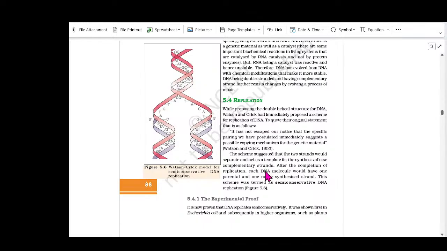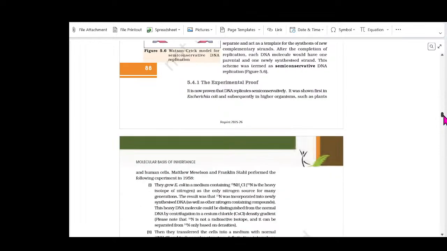After the completion of replication, each DNA molecule would have one parental and one newly synthesized strand. This scheme was termed semi-conservative DNA replication, which has been shown to you in figure 5.6. Next topic, 5.4.1, the experimental proof. It is now proven that DNA replicates semi-conservatively.